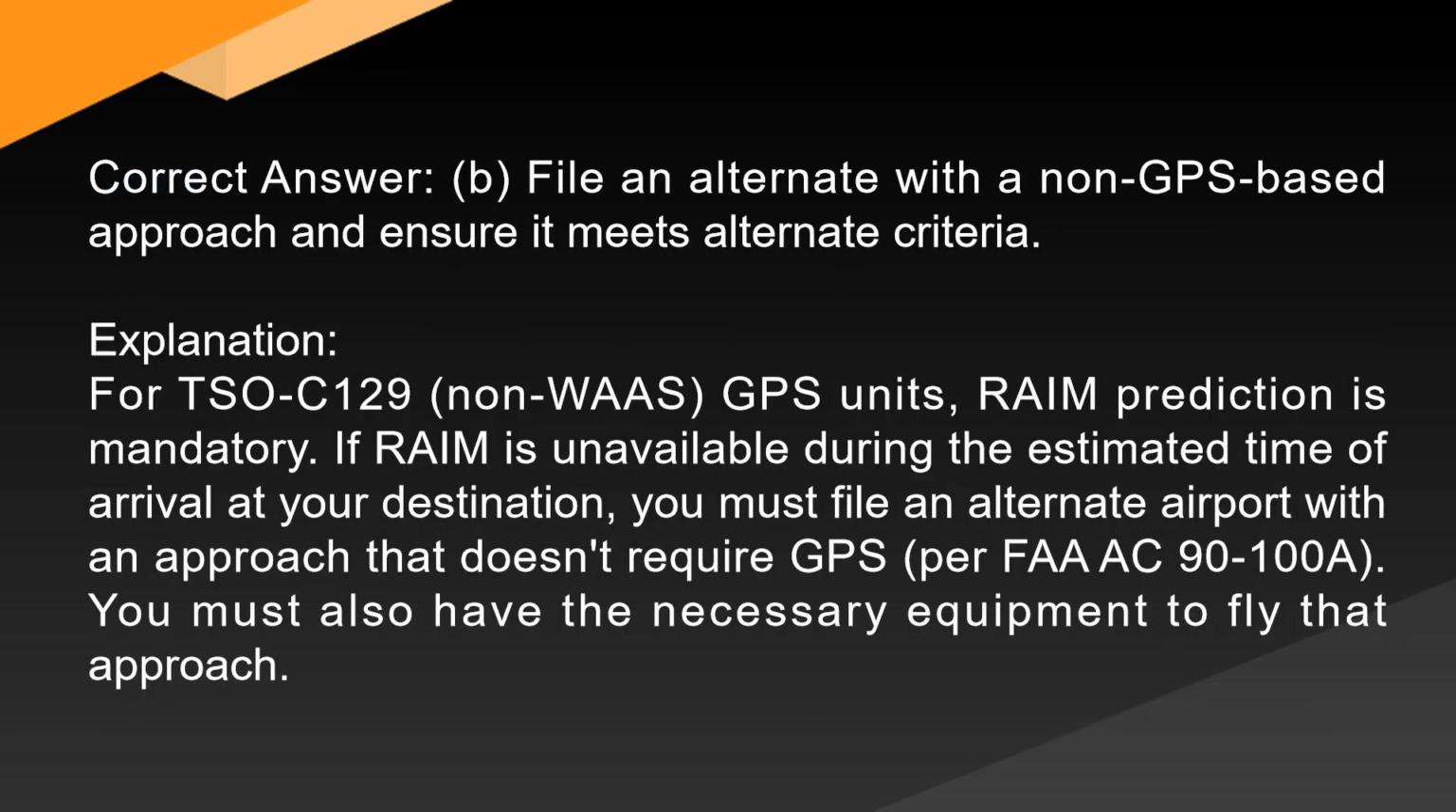Correct answer. B. File an alternate with a non-GPS-based approach and ensure it meets alternate criteria. Explanation. For TSO C129 non-WAAS GPS units, RAIM prediction is mandatory. If RAIM is unavailable during the estimated time of arrival at your destination, you must file an alternate airport with an approach that doesn't require GPS, per FAA AC 90-100A. You must also have the necessary equipment to fly that approach.